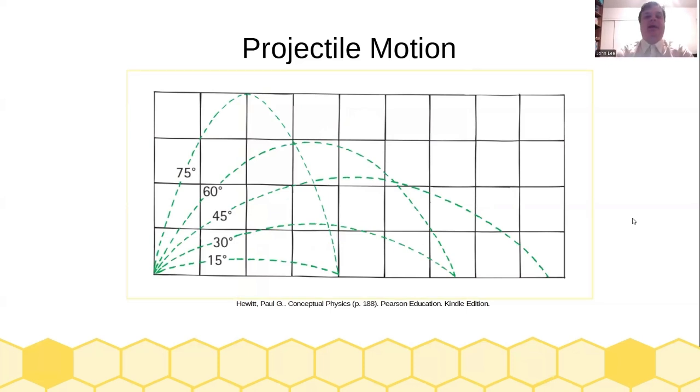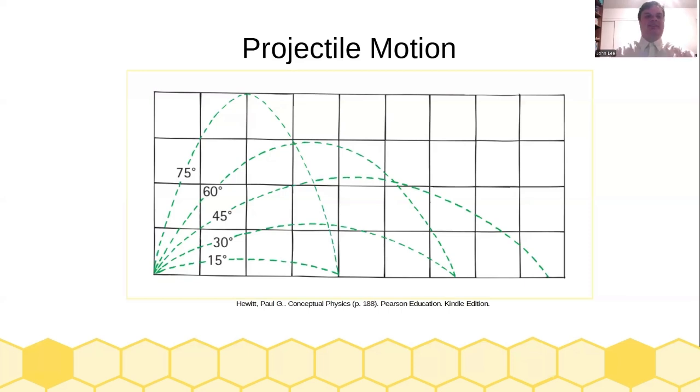That said, the angle does change the range, which is how far an object will go before it hits the ground again. This is going to be maximized for a 45-degree angle, as you can see in the diagram for the different launch angles and their projectile motion.